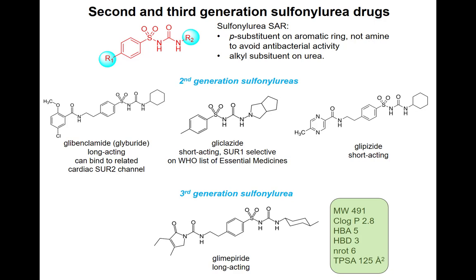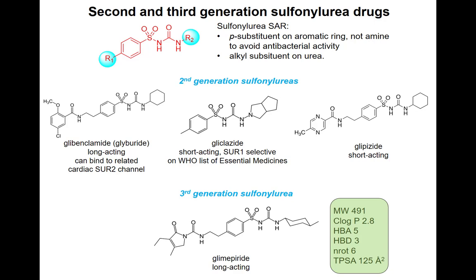So some of these drugs are metabolized relatively rapidly, especially the ones which have a methyl group on the aromatic ring, which can be oxidized. So those tend to be more short acting. And then there are other compounds that are more long acting, like glibenclamide. And then here's a third generation sulfonylurea, which is another example of a long acting sulfonylurea, which doesn't have that aromatic methyl group prone to metabolism.